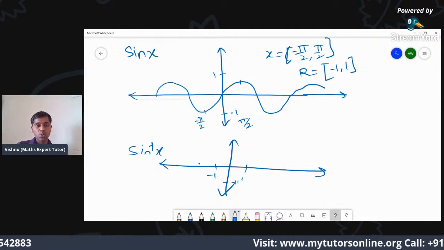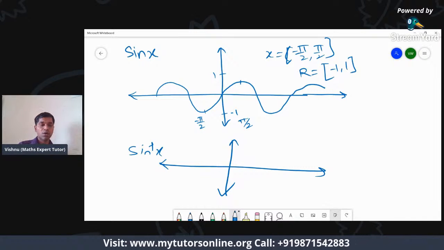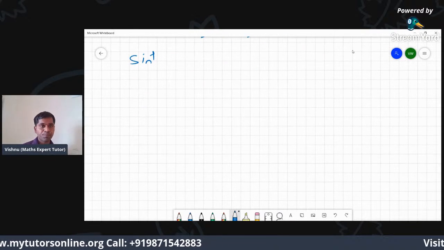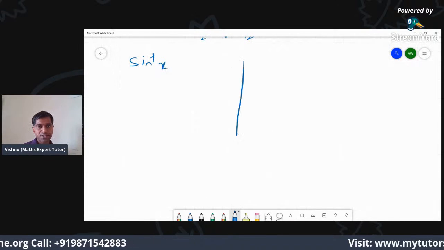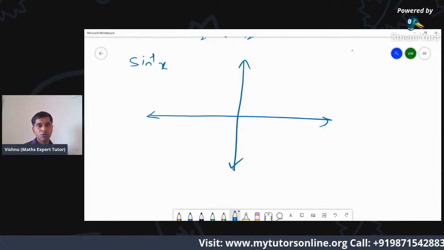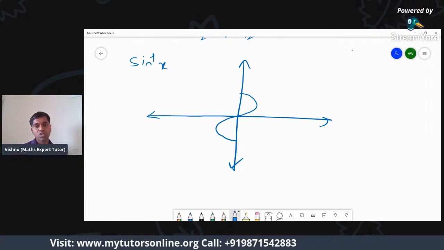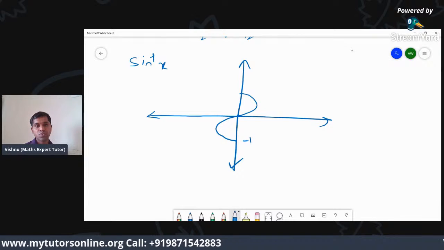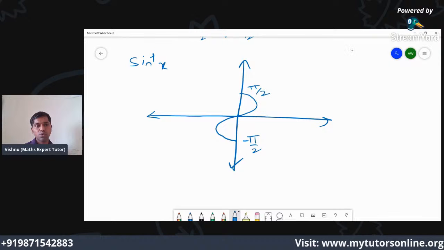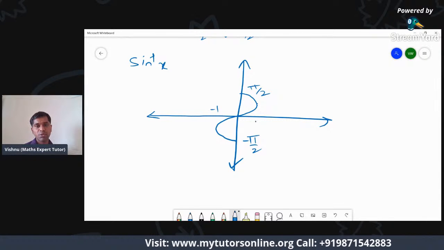If you want to draw the graph for sine inverse x, it will be on the y-axis. I'll just draw one cycle this way. This one is minus pi by 2, this is pi by 2. The value for this will be minus 1 and the value for this will be 1.